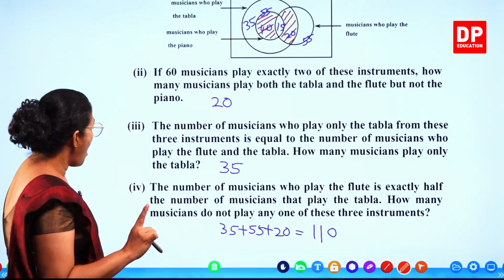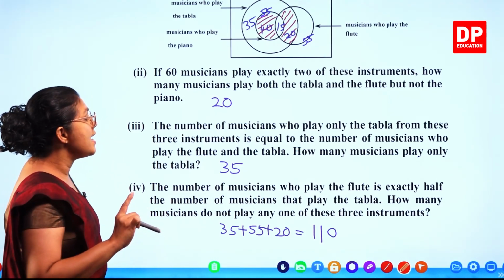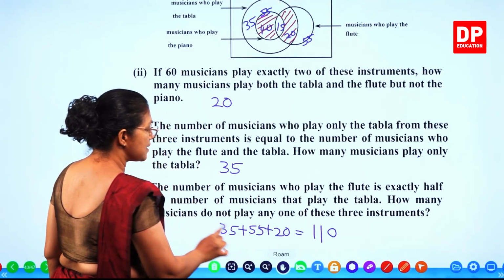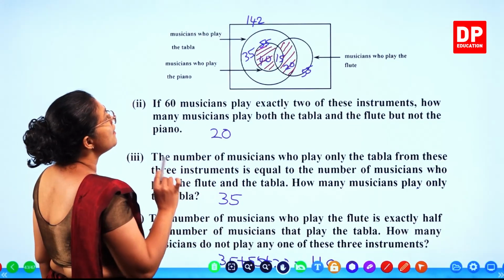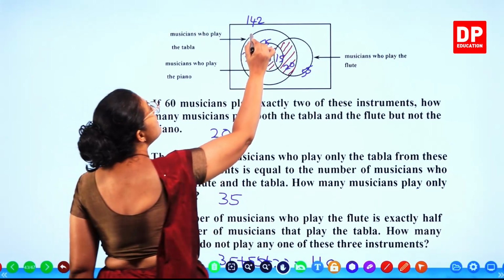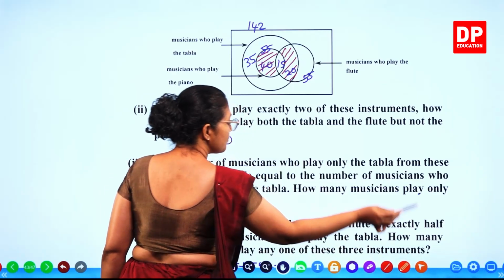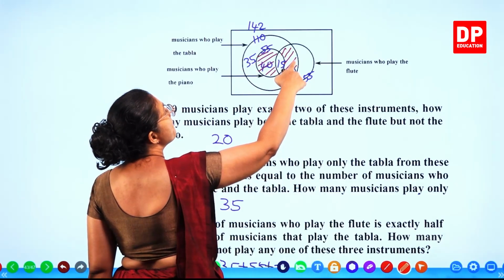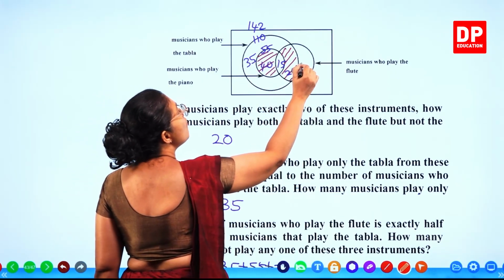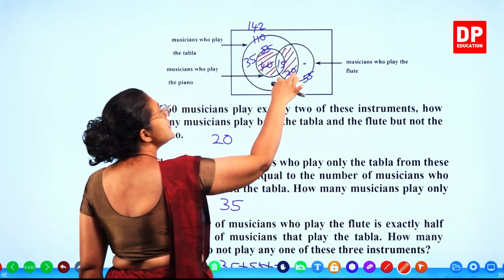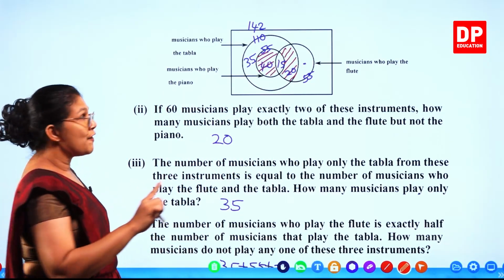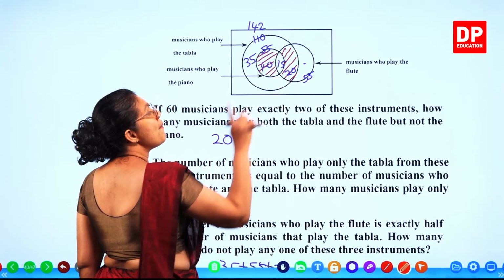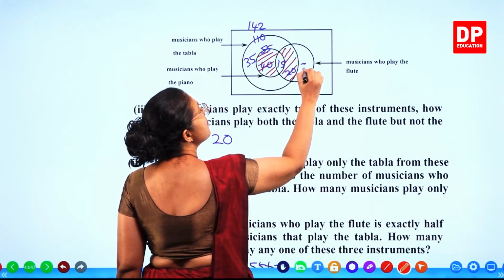Now they are asking how many musicians do not play any one of these 3 instruments. That means outside the 3 circles. Let's try to find out the outside value. Now we found this is 110, those who play tabla. Now here, what is this amount? The whole circle is 55. 20 plus 15 is 35. Here, this part, 35. So 55 minus 35, you get 20 here.